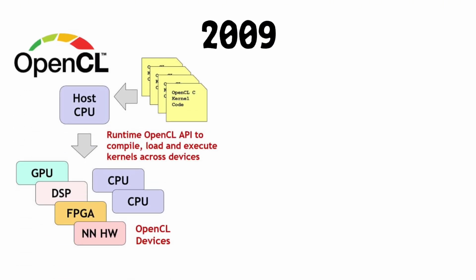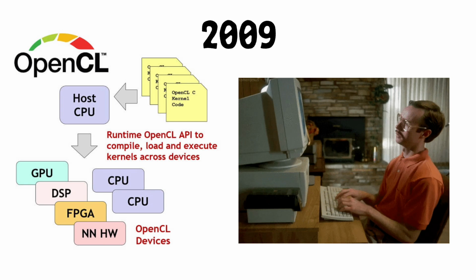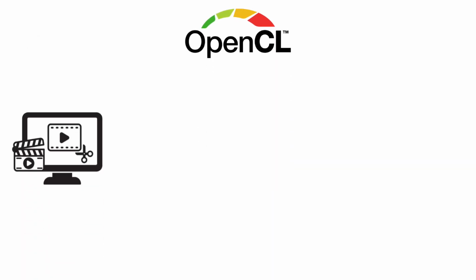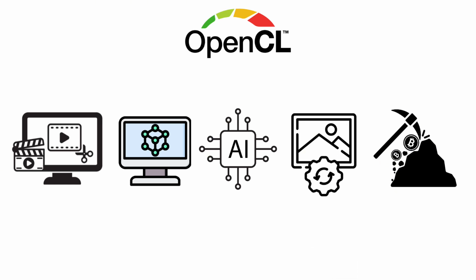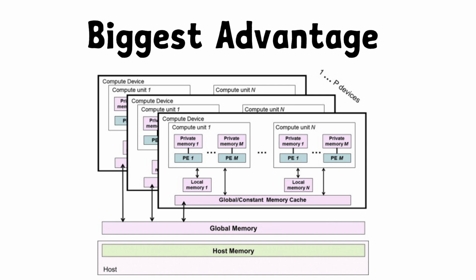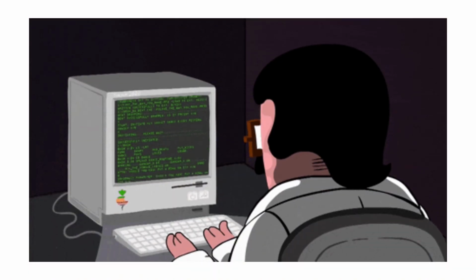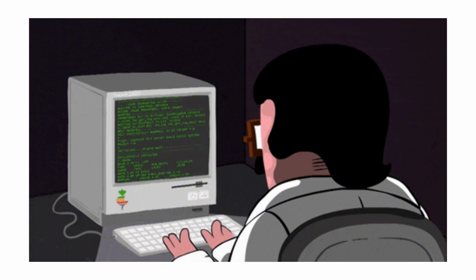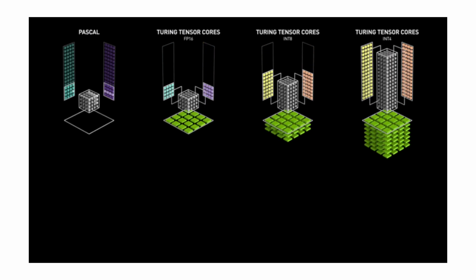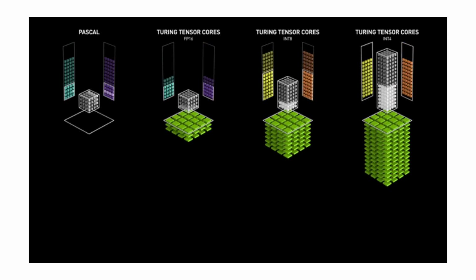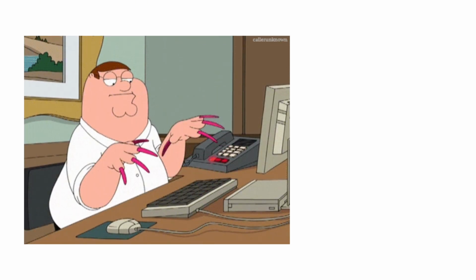OpenCL, released in 2009, was created as an open standard for GPU computing that wasn't locked to a single company. Like CUDA, it lets GPUs handle video editing, scientific simulations, AI, image processing, and cryptocurrency mining. Its biggest advantage is portability. Developers can write one program that runs across different processors and GPUs without being tied to a single manufacturer. The downside is performance and adoption. Because CUDA is built specifically for NVIDIA hardware, it's often faster and has a much larger software ecosystem, so many AI and professional applications chose CUDA instead.